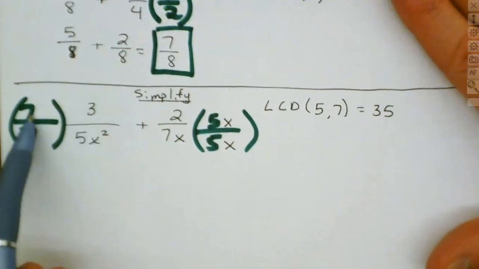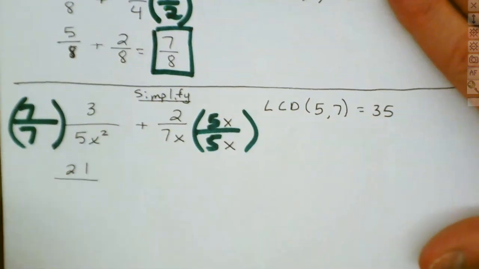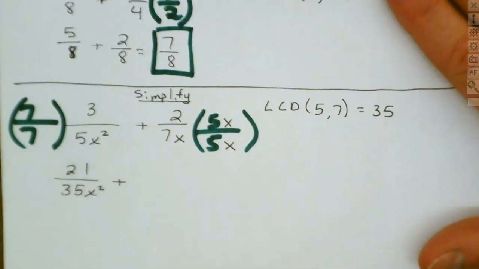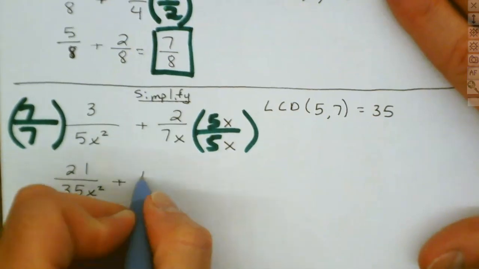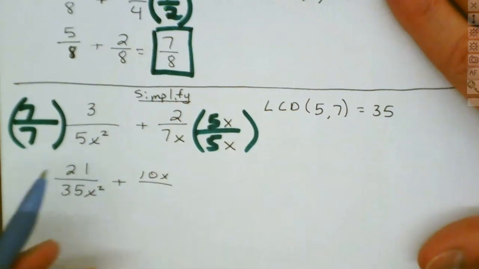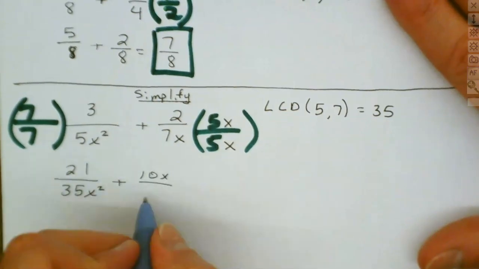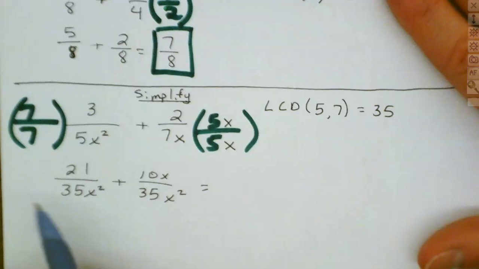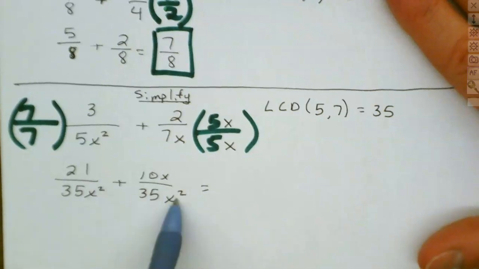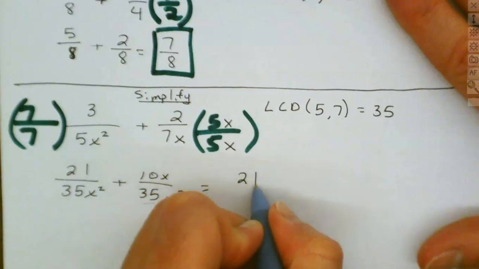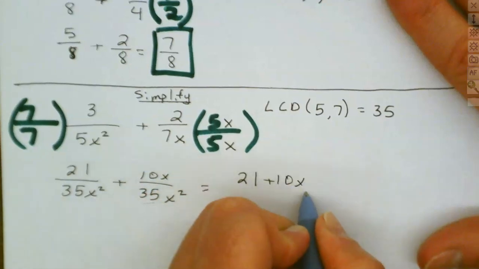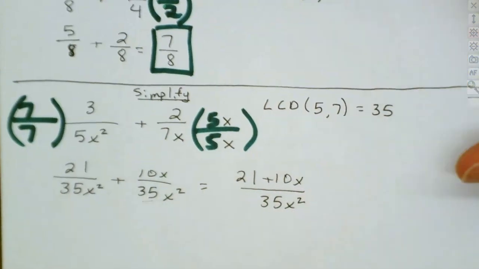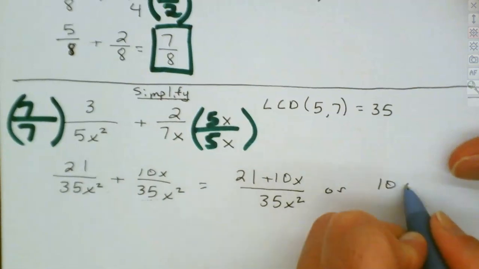When I do that, let's now see what we get. We get 7 times 3. 7 times 3 is a 21. 7 times 5 is a 35, x squared. 2 times a 5x, that's a 10x. And down below, 7 times 5, that's a 35. X times x makes that an x squared. These have the same denominator, which they should. They can go together now as 21 plus 10x over 35x squared.